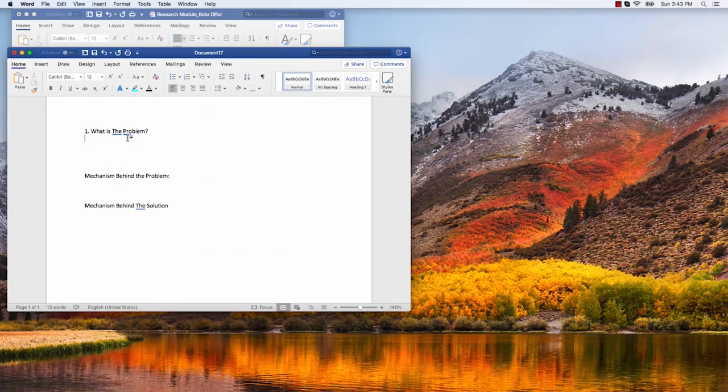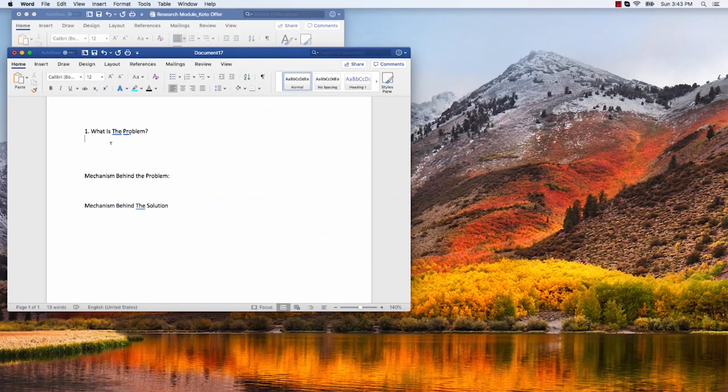So there are two parts of the mechanism: the mechanism behind the problem and the mechanism behind the solution. I've talked about this before in my training. The mechanism behind the problem is why they haven't succeeded in the past, and the mechanism behind the solution is why the solution is unique and they'll succeed in the future. So we're going to go at this, and I'm going to see if I like it or not. I'm going to be honest with you.